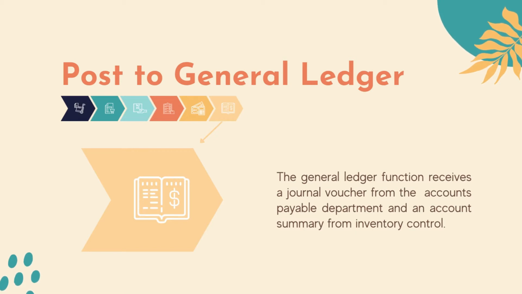The general ledger function receives a journal voucher from the AP department and an account summary from inventory control. The general ledger function posts from the journal voucher to the inventory and AP control accounts and reconciles the inventory control account and the inventory subsidiary summary. The approved journal vouchers are then posted to the journal voucher file. With this step, the purchases phase of the expenditure cycle is completed.